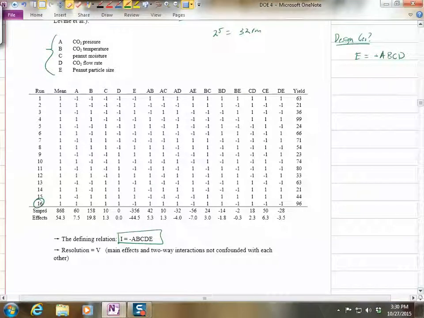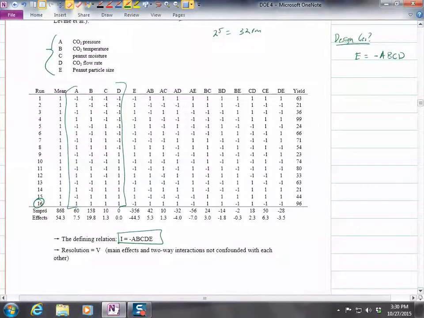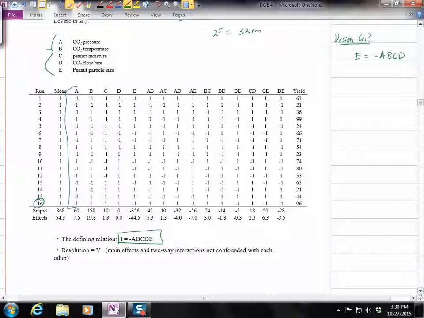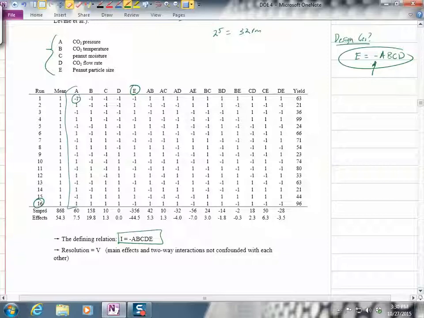If you think about how did they come up with this design? They said, all right, 16 runs. We're just going to write down the base design, which is a full factorial in 16 runs. Then we're going to crank out all the computation table. And then we're going to add factor E to the ABCD interaction. And if you look at it, you say, well, let's talk about this negative sign first. Why the negative sign is there?